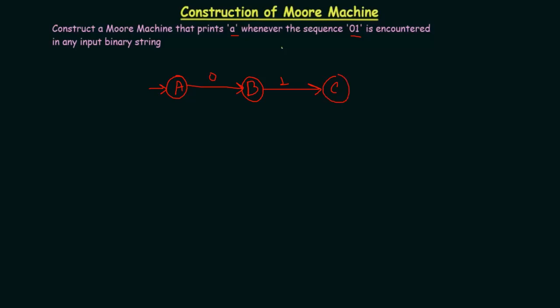and also whenever it got 0, it went back to B, and whenever it got 1, it went back to A, and for 1 it got a self loop, for 0 it got a self loop, right? That is how it did that.